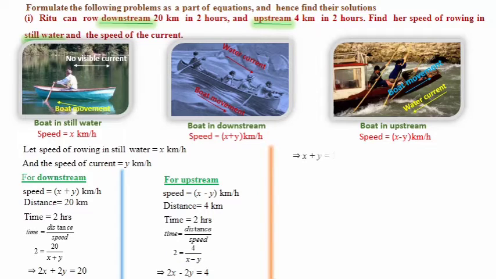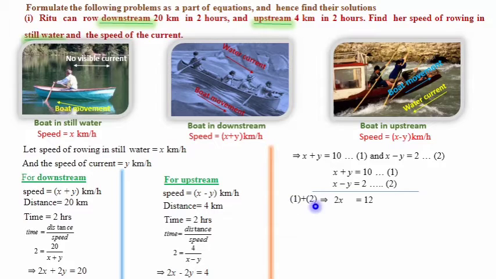In both the equations, if you check, there is 2 common in both the cases. We have to eliminate the 2. x plus y is equal to 10, that is written here and marked as equation number 1. And in this case, x minus y is equal to 2, that is marked as equation number 2. We have to go for solving these two equations.